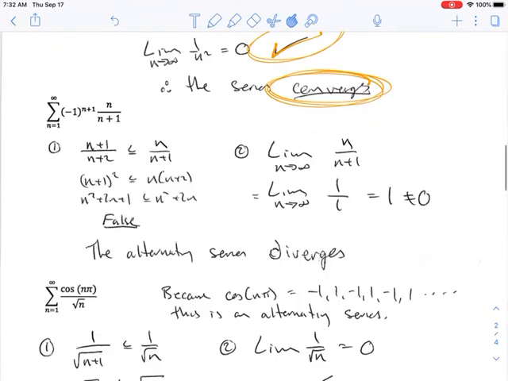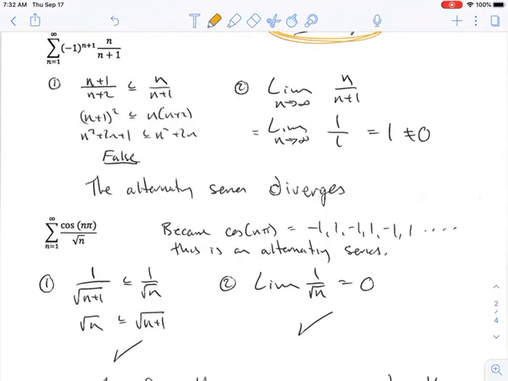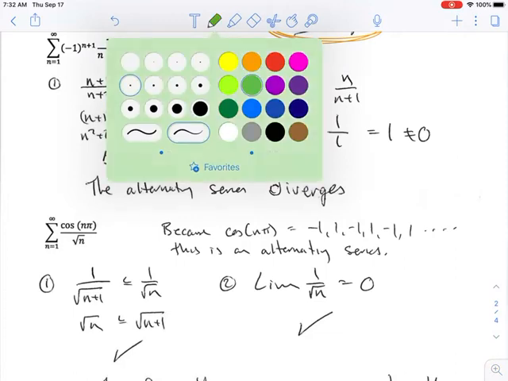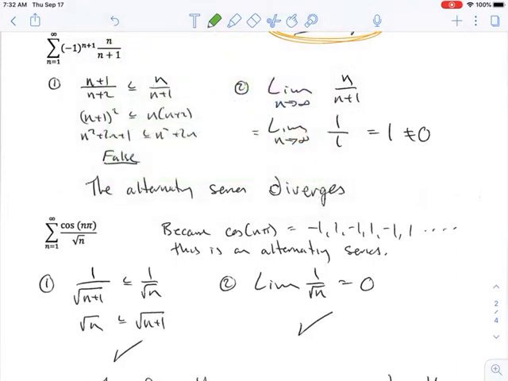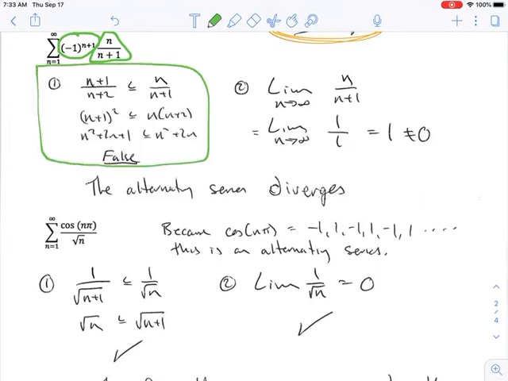Second example. In the second example, they've kind of separated out the alternating series from the B sub n for us. So here's our B sub n right here. All right, because this is what's making it alternate, the power of negative 1. And so number 1, we need to show that B sub n plus 1 is less than or equal to B sub n.